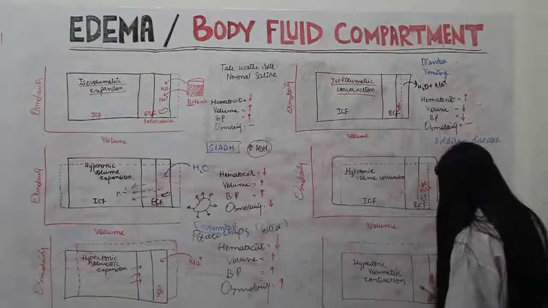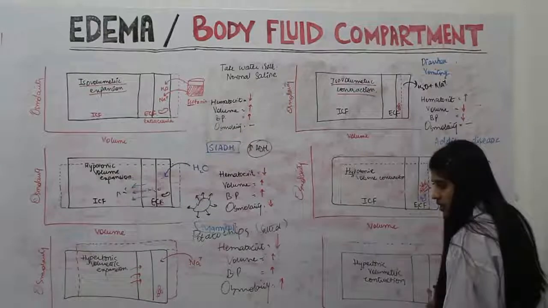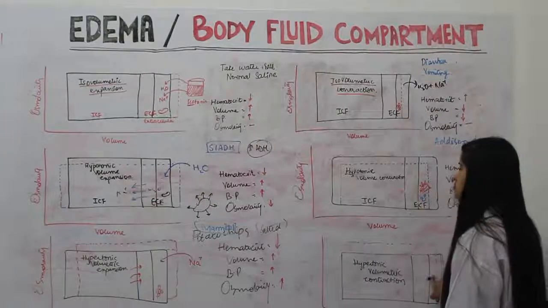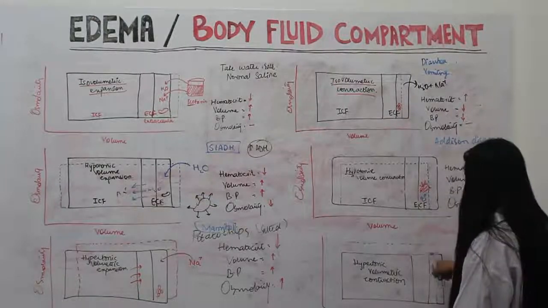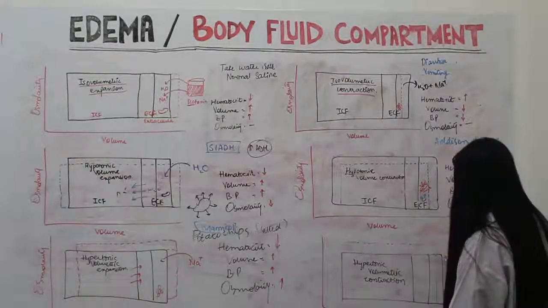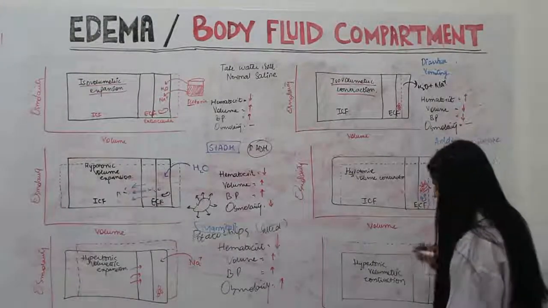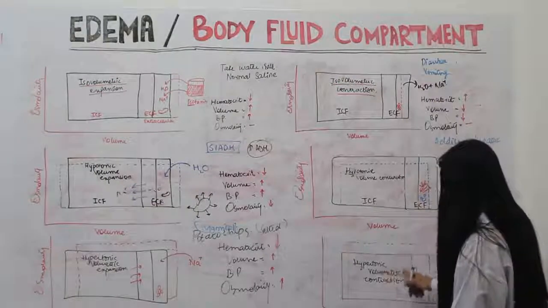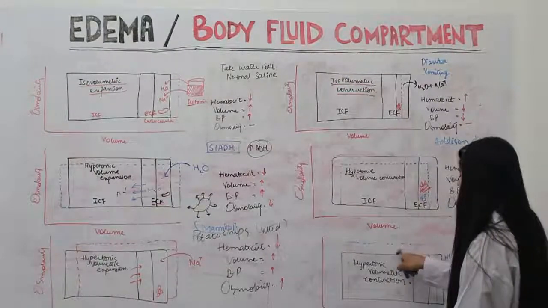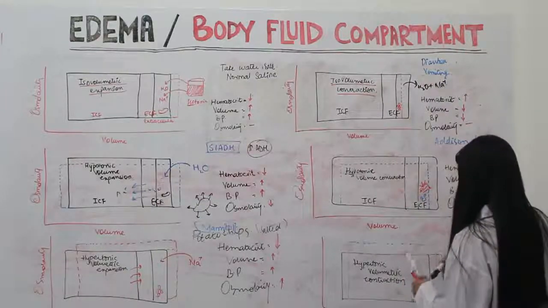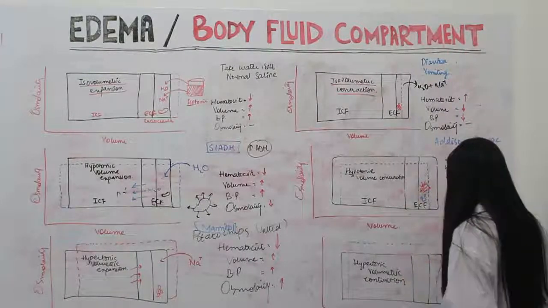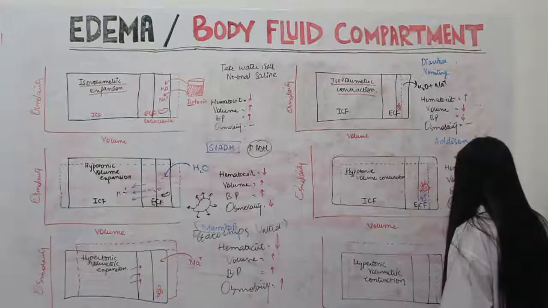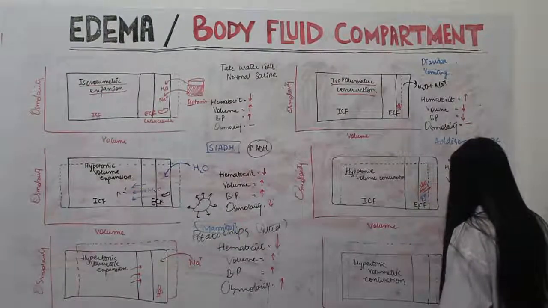Increased. And when there is a decrease here, there is a decrease in extracellular volume. What would happen? Water has gone out. You have to also decrease the intracellular, because water will have to equalize. Osmolarity will increase, but volume is decreased. Hematocrit increases. Volume and blood pressure decrease, and also the osmolarity.